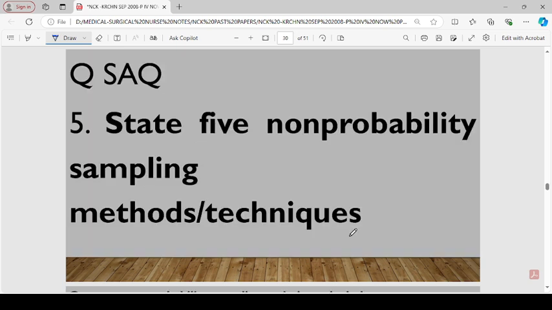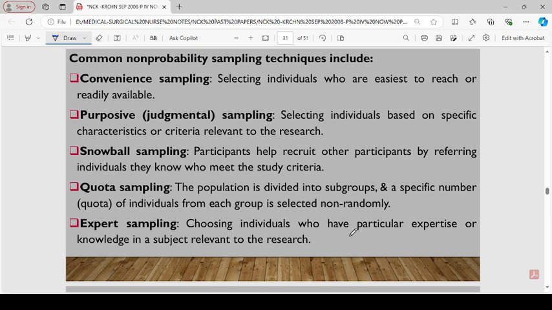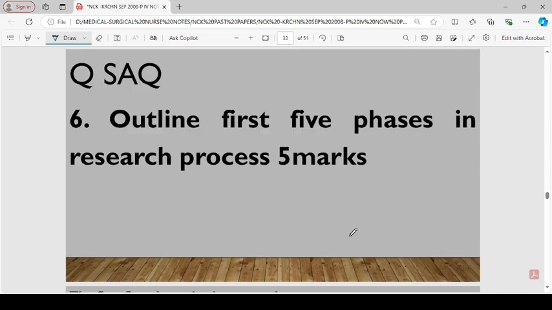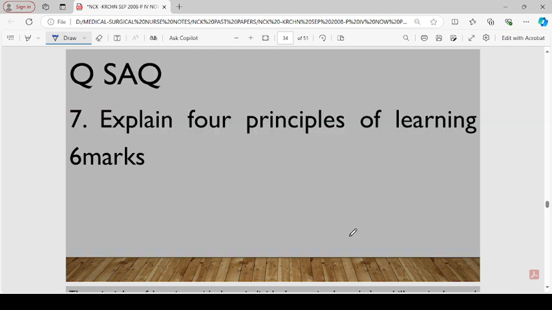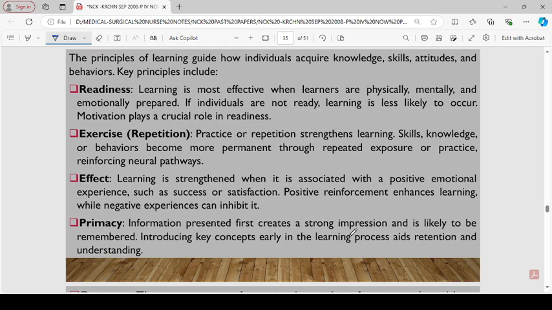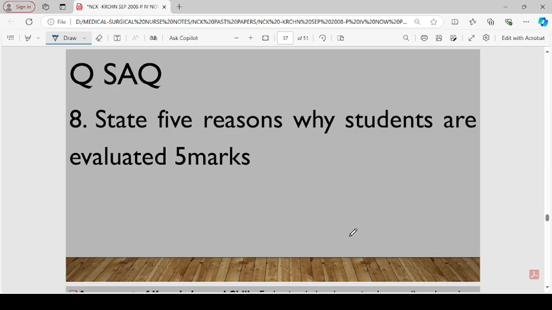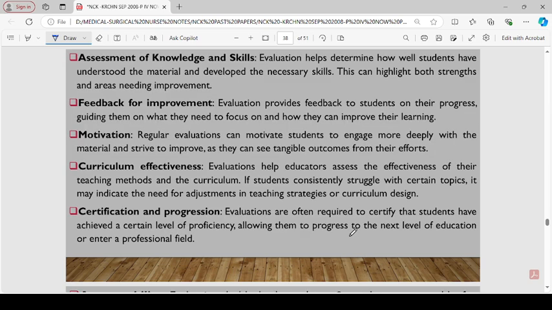5 non-probability sampling methods. We have several of them, right? Convenience, purposive, snowballing, quota, and expert. 5 phases of research. We have several of them. Identify the research problem, do a literature review, formulate hypotheses, research design, data collection. Explain 4 principles of learning. All right, when you're looking at learning, we have several principles, of course. You have to ensure there's active learning, clarity, mastery of content, individualized learning, and motivation, right? 5 reasons why students are evaluated. There are so many of them.